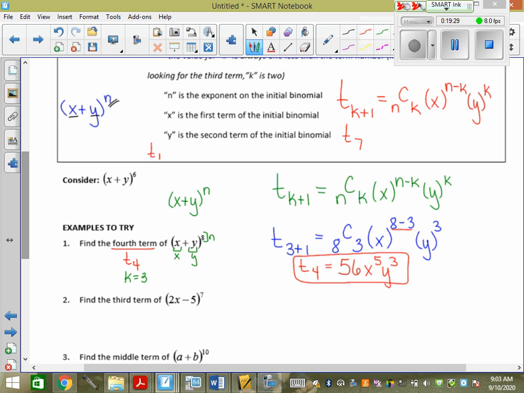My term 1, k would equal what? 0 technically, right? Term 2, k would equal 1. Term 3, k would equal 2. Term 4, k would equal 3. Term 5, k would equal 4. Term 6, k would equal 5. Term 7, k would equal 6. Term 8, k would equal 7. Term 9, k would equal 8. You always have to go to when k equals n.